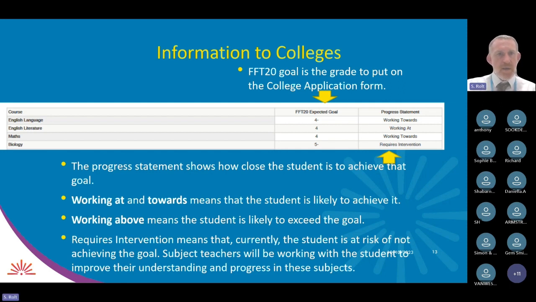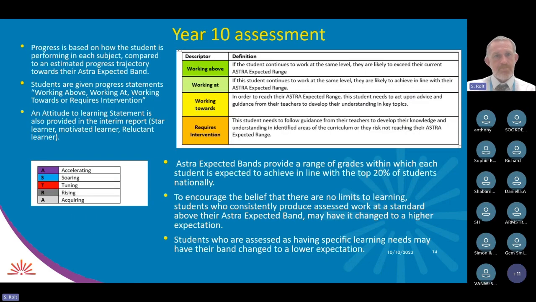the colleges are aware of what they are going to get in terms of the reports. What will also be on there will also be attendance, and there will be some brief statements just explaining what the different categories are. The main ones for the colleges are the FFT 20 target and also the progress statements.